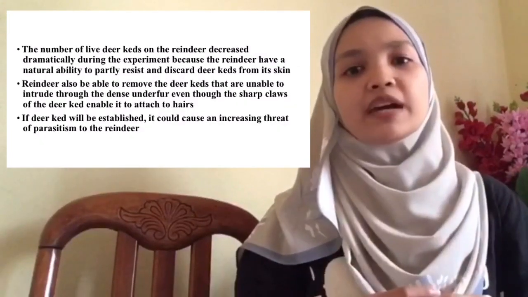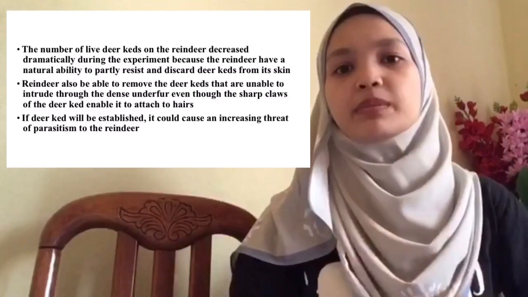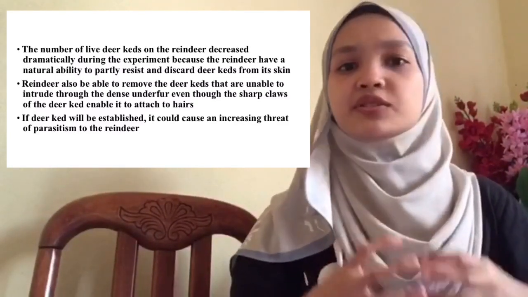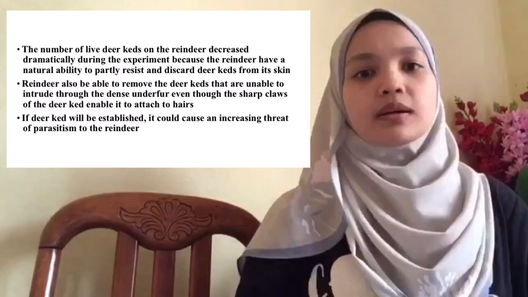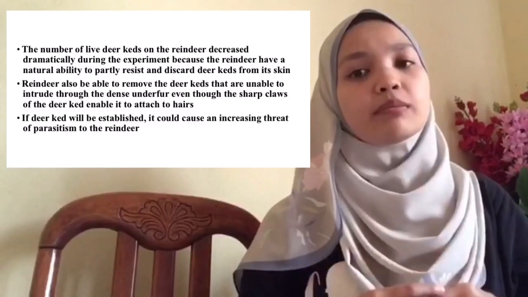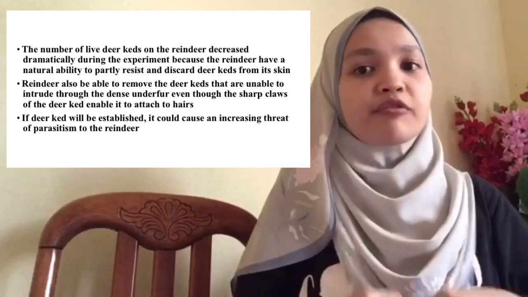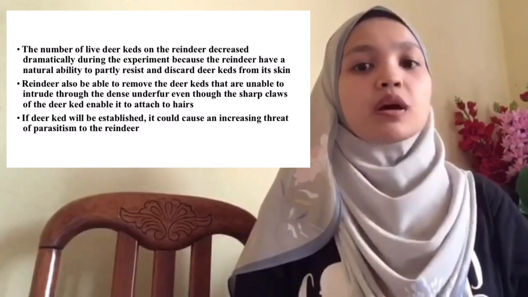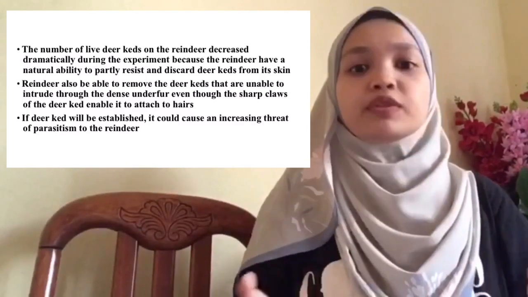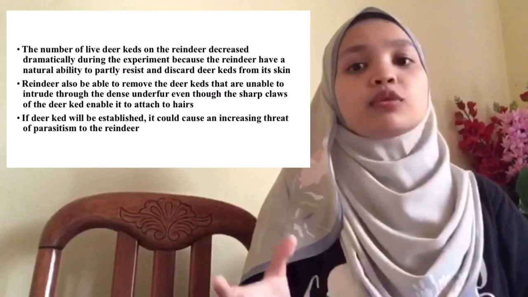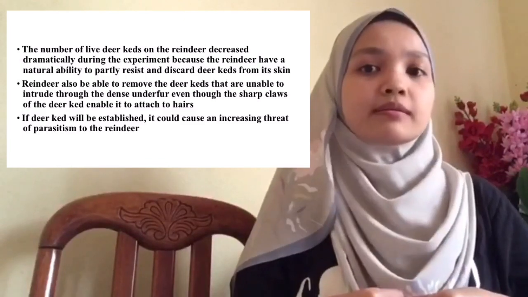The number of live deer keds on the reindeer decreased dramatically during the experiment because reindeer have a natural ability to partly resist and discard deer keds from their skin. Reindeer may also be able to remove the deer keds that are unable to intrude through the dense underfur, even though the sharp claws of the deer keds enable them to attach to hairs. If deer keds become established, it could cause an increasing threat of parasitism to the reindeer.